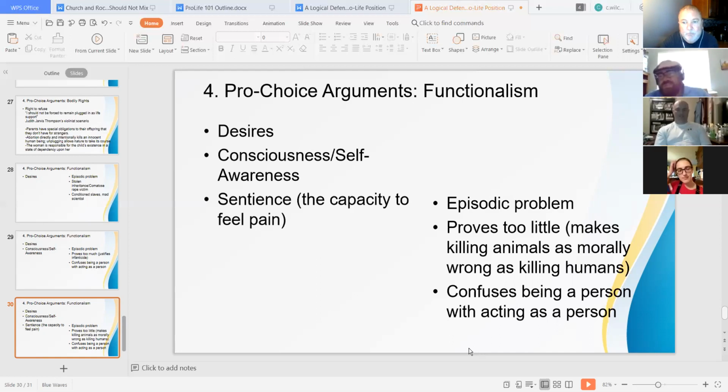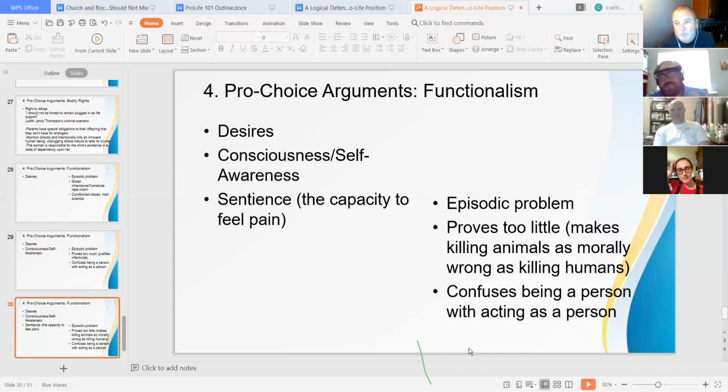So there are ways to respond to each of these individually, but really all three of these come down to a few issues that they have in common. Number one is the episodic problem, that these could lead to losing your personhood and then regaining your personhood through life events. So, for example, when you fall asleep, you no longer have desires and you're no longer conscious or self-aware. If you go under general anesthesia before surgery, you no longer have desires, you're no longer conscious or self-aware, and you can no longer feel pain. That's the whole point of anesthesia, so you can make it through a surgery.